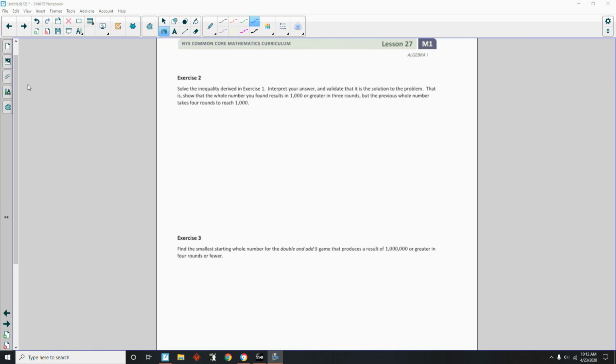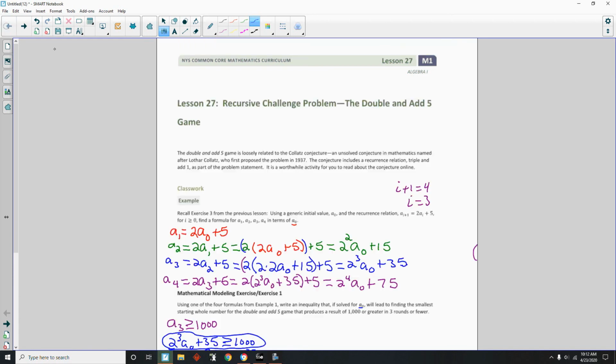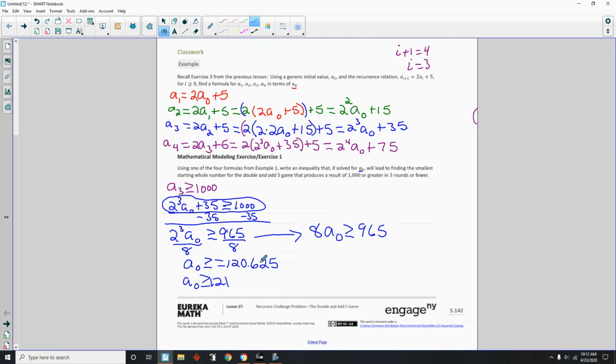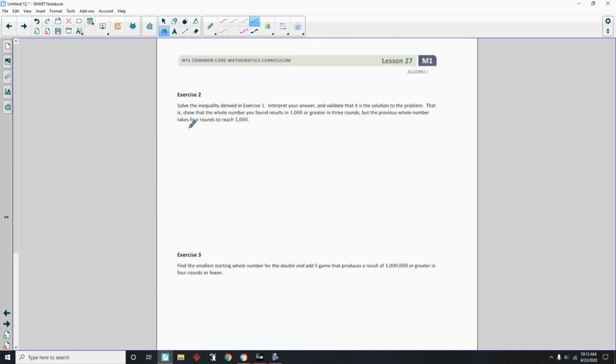Alrighty, page 2 brings us to exercise 2, and it says solve the inequality derived in exercise 1. So I kind of have already, I just went a little crazy on that last one. Once I have something, I just go with it, and I kind of did that problem here. So we want to go back to this circled item here in part 2, and we want 8 a sub 0 plus 35 is greater than or equal to 1000.